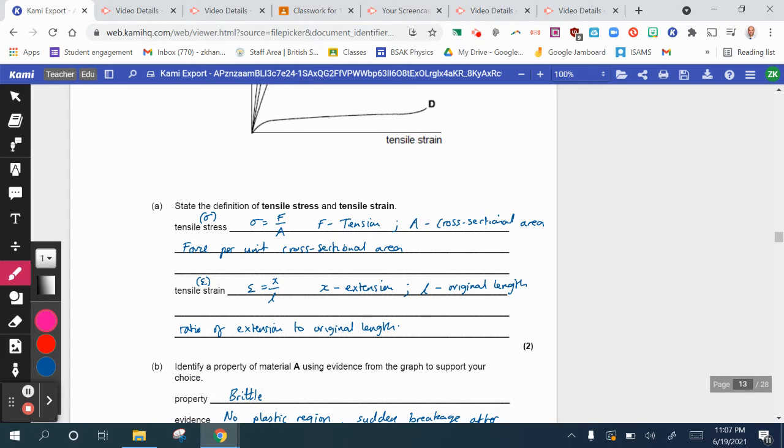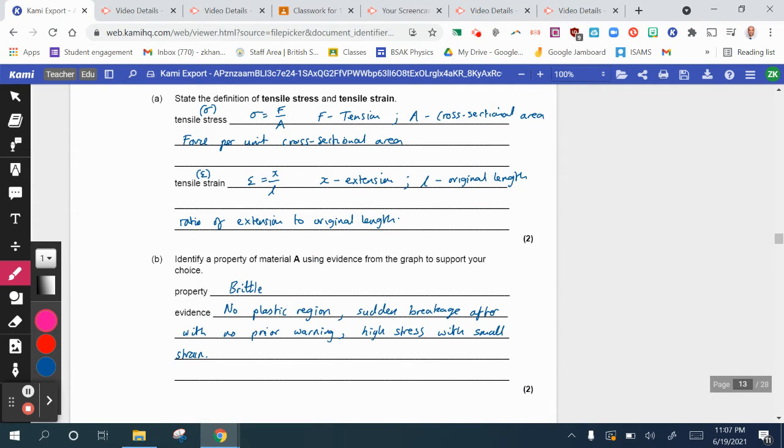The second definition is for strain. So write down the formula. Strain is equal to the extension over the original length. So it is the ratio between the extension and the original length. You could have said extension divided by original length as a definition there.